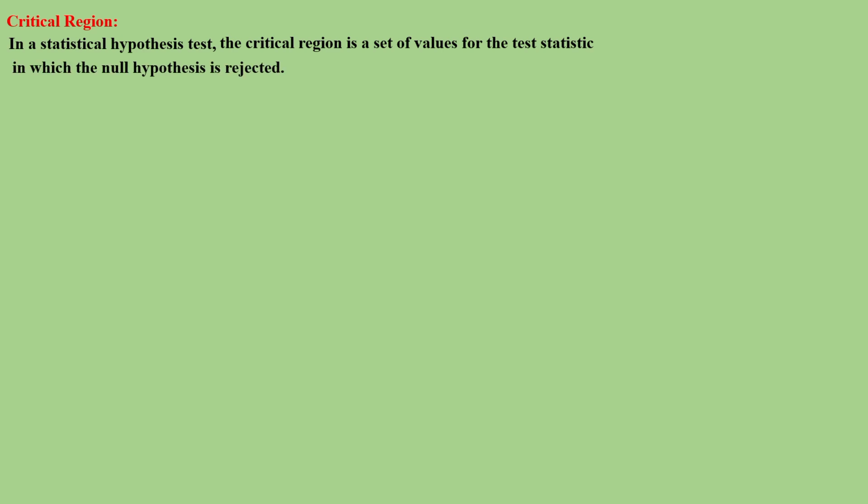Next topic, critical region. In a statistical hypothesis test, the critical region is a set of values for the test statistic, so it is a number, in which the null hypothesis is rejected. So that is the region. In that region, the null hypothesis is rejected.